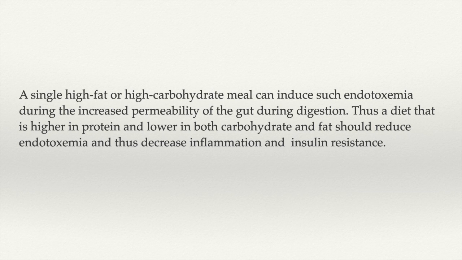Thus, a diet that is high in protein and low in both carbohydrates and fat should reduce the endotoxemia and then decrease inflammation and insulin resistance. It has also been recently demonstrated that composition of the high-fat diet, either rich in saturated fats or other fats, can dramatically alter the composition of the gut microbe and influence the level of endotoxemia in animal models.